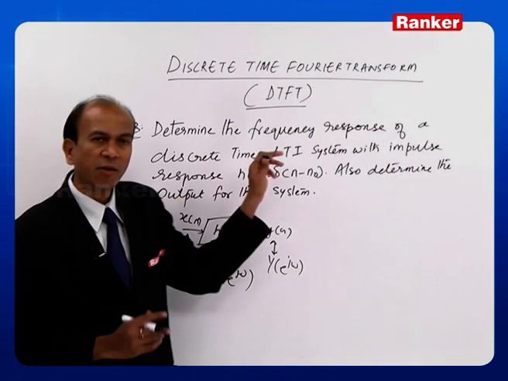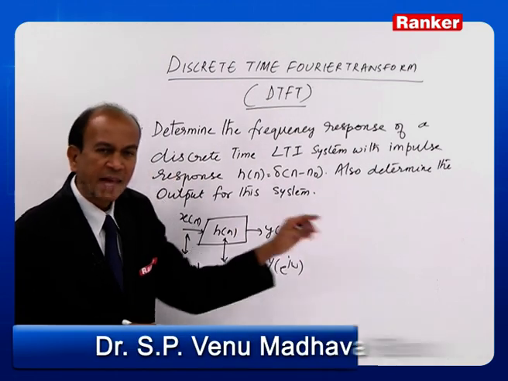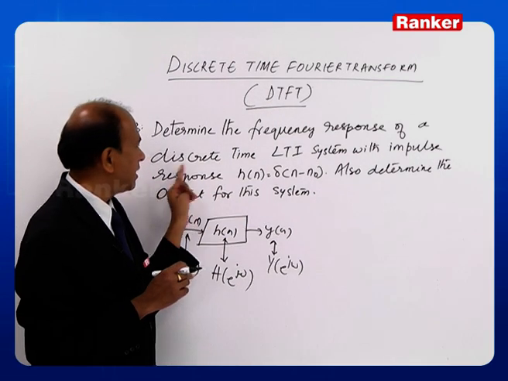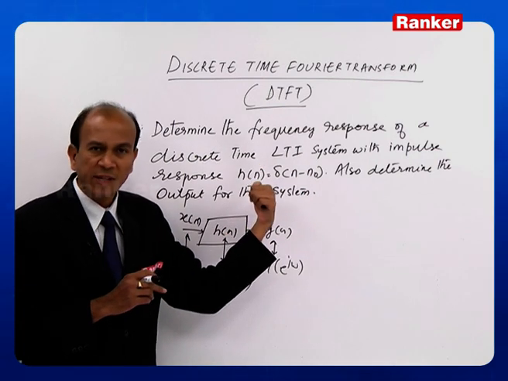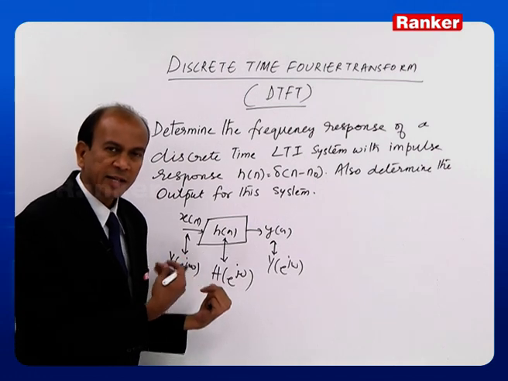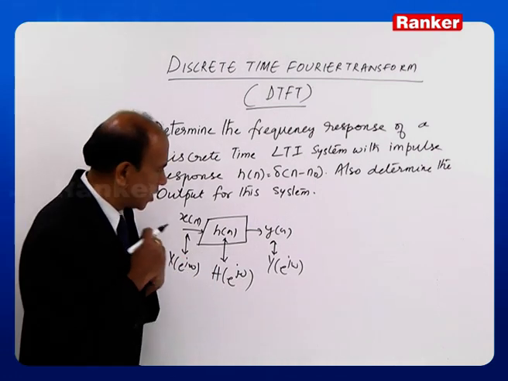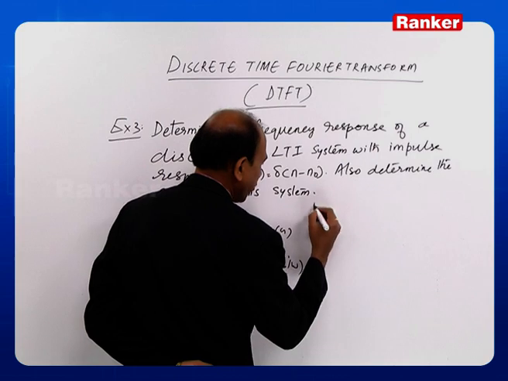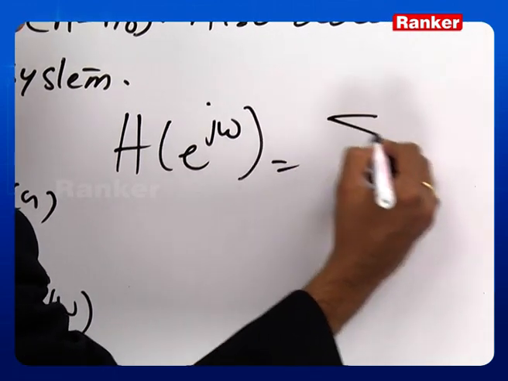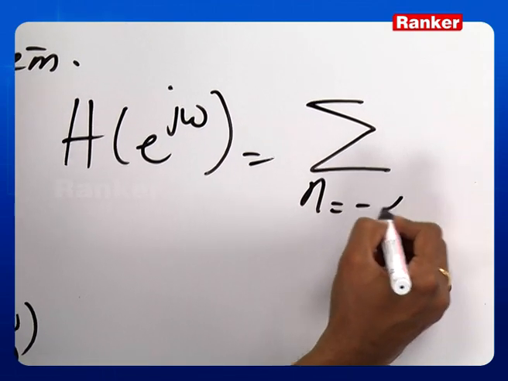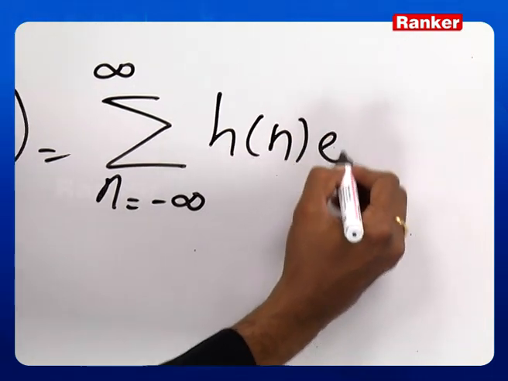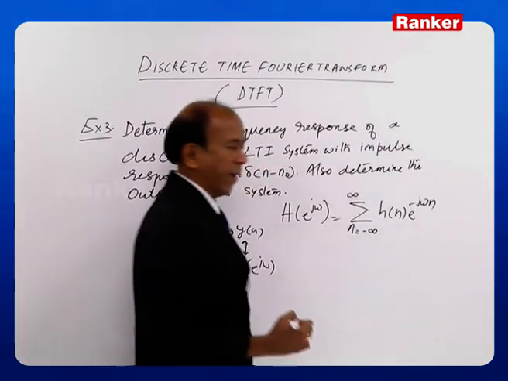So, first of all, let us solve the first part. What does the first part say? We have to find the frequency response of a discrete time LTI system, where h of n is given. I have to calculate H of e to the power of j omega, which gives me the discrete time Fourier transform. So, let us find H of e to the power of j omega. That will be equal to, again using that formula, the sum from n equals minus infinity to plus infinity of h of n e to the power of minus j omega n.